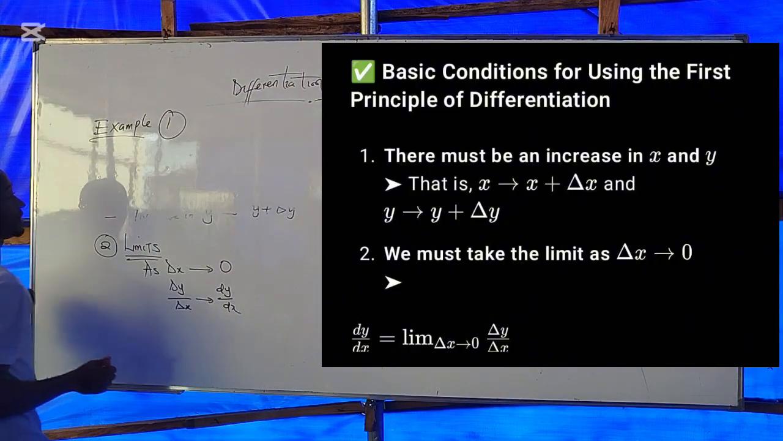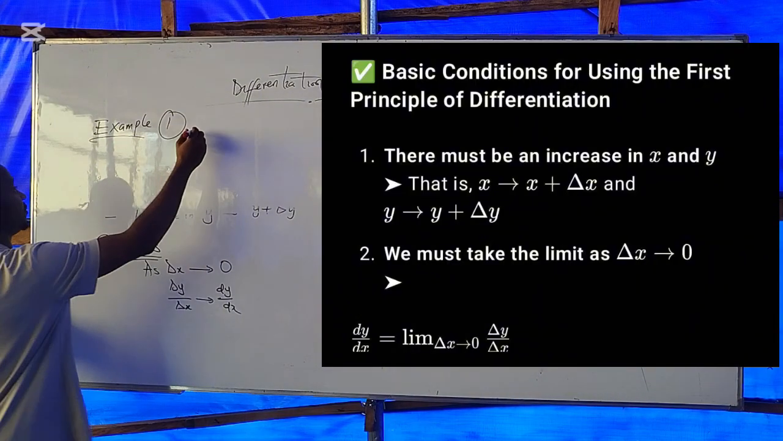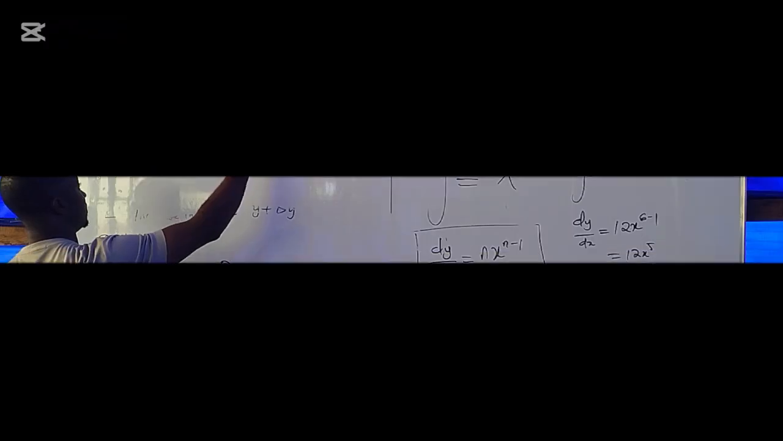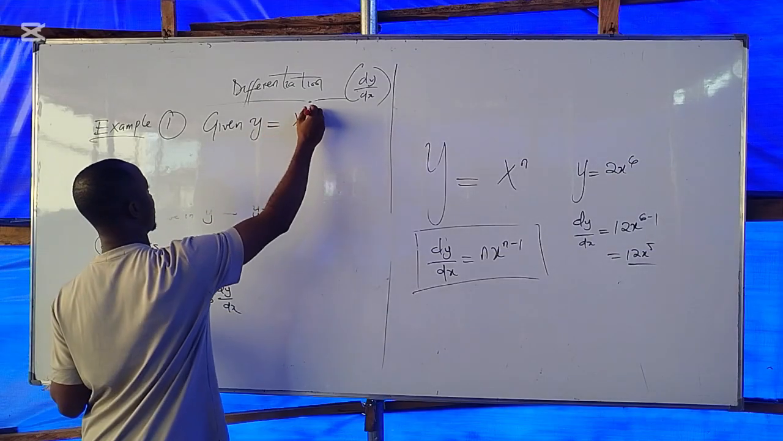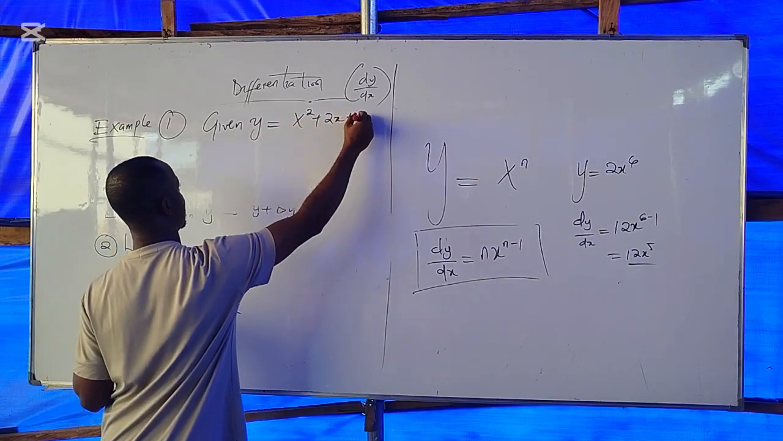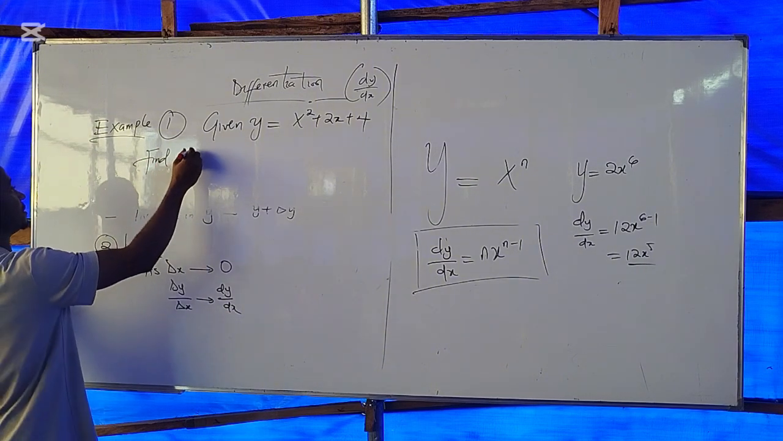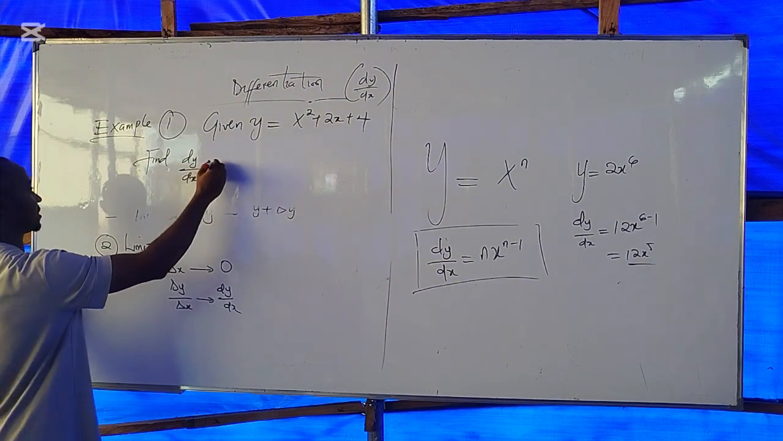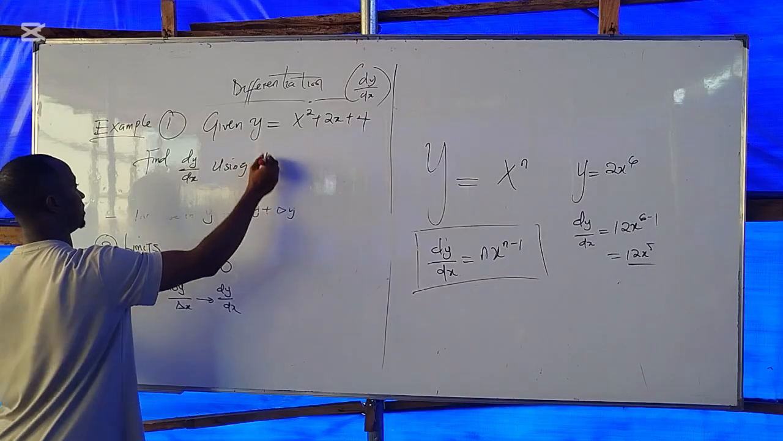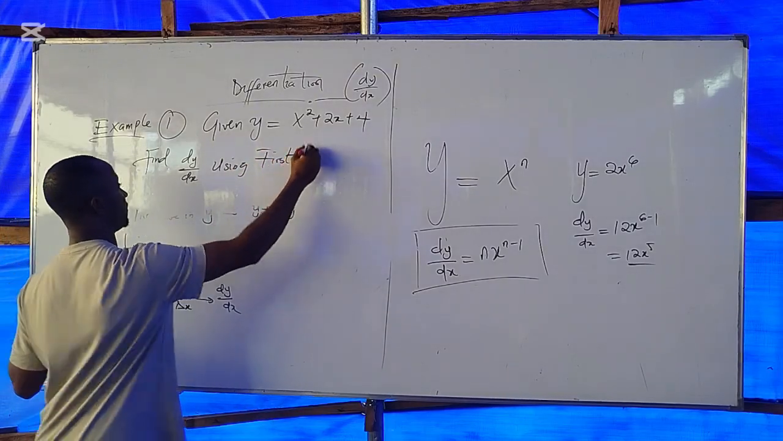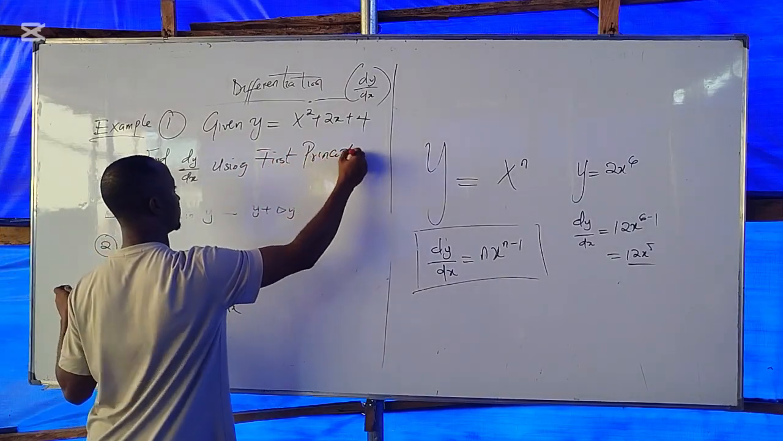Example 1 under first principle. If we are given y equals x squared plus 2x plus 4, find dy/dx using the first principle.